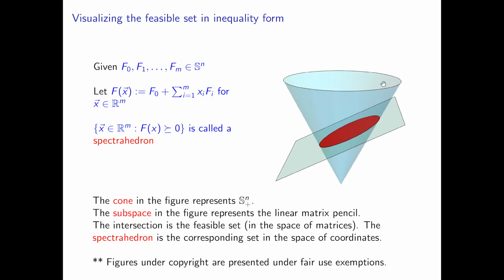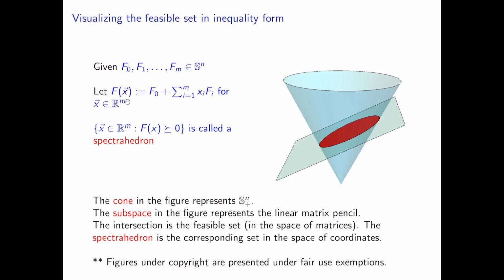So this cone here, the thing that looks like an ice cream cone, is a visualization of the set of positive semi-definite matrices as a subset of the set of all symmetric matrices. It's a cone in the space of symmetric matrices. The hyperplane, the affine subspace that I've drawn here, is a visualization of the linear matrix pencil. It's basically all expressions of the type f0 plus sum of xi fi that I can create as the vector x ranges over Rm, that is, as the coefficients range over all possibilities.